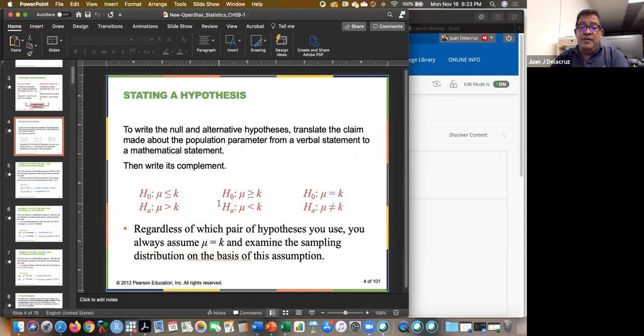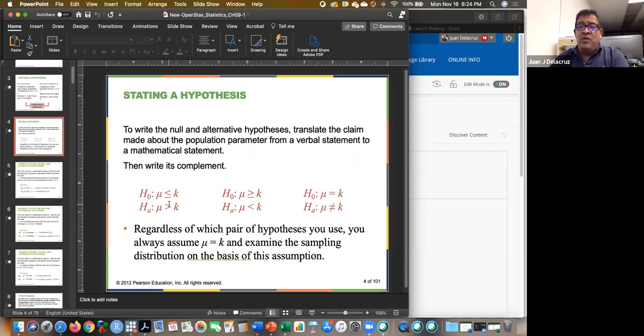If, for instance, the statement says at least this value, at least means greater than or equal to, so we are identifying the null hypothesis as the claim, thus the other one becomes the complement. So it all depends on the language of the problem.